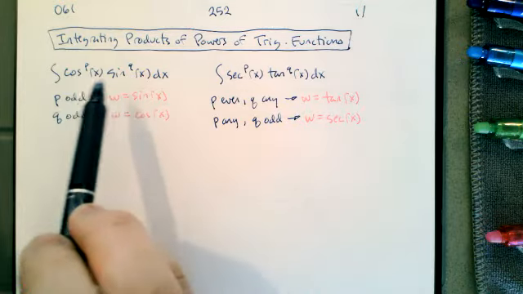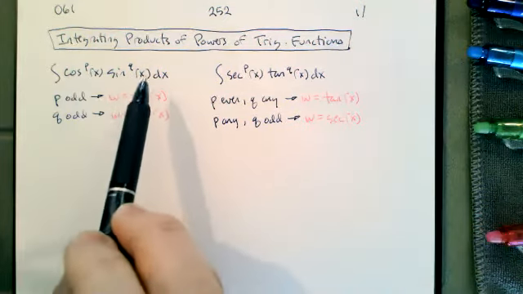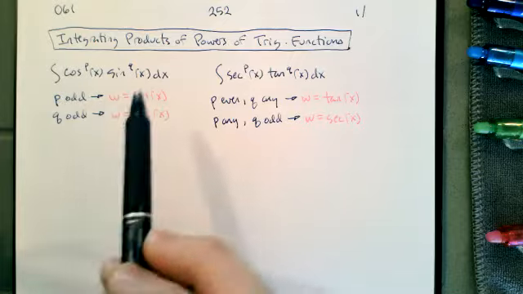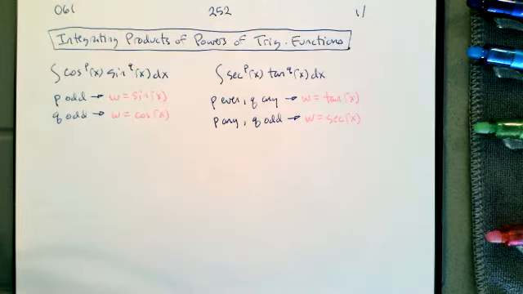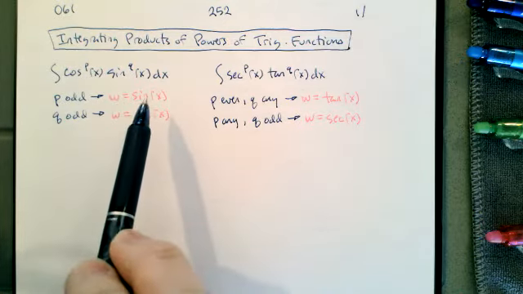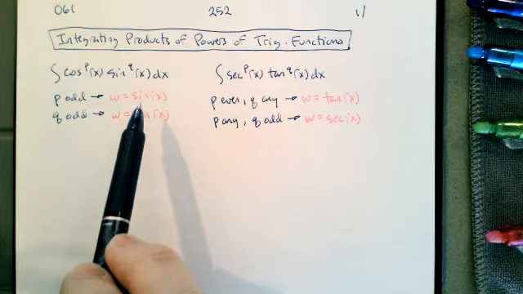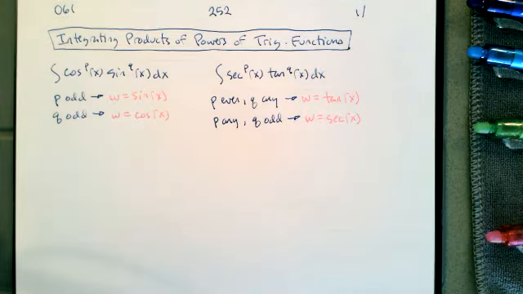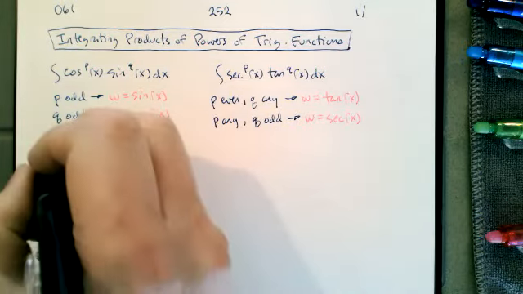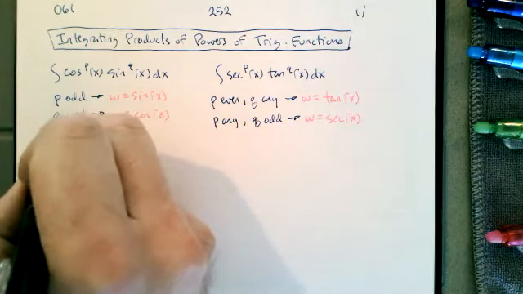So whichever one is odd, substitute the other one. If they're both odd, then it's your choice, although w equals sine x doesn't introduce any negatives. So let's take a look at an example of a product of powers of cosines and sines, where one of the powers is odd.